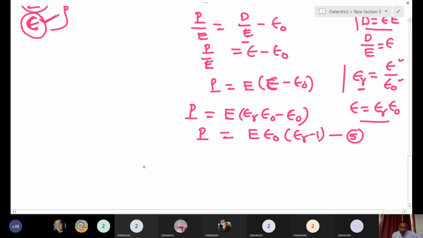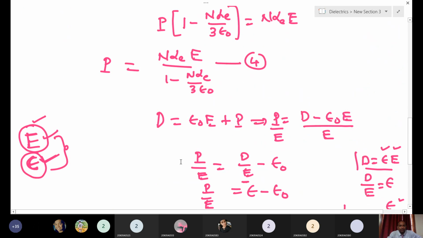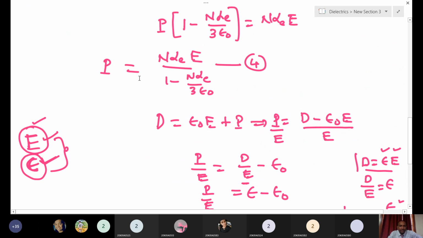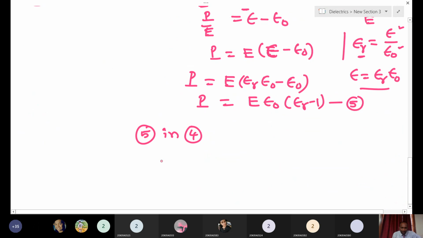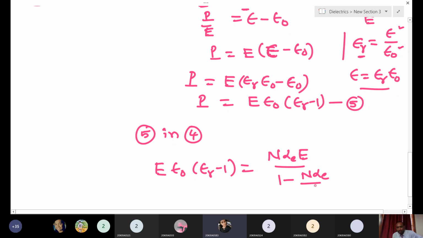So now you substitute 5 in equation 4. So what is equation 4? Capital P is equal to n alpha E by 1 minus n alpha E by 3 epsilon naught. Here you substitute P is equal to this one. E epsilon naught into epsilon r minus 1 is equal to n alpha E by, what is the equation, 1 minus n alpha by 3 epsilon naught. Okay, very good. Thank you.